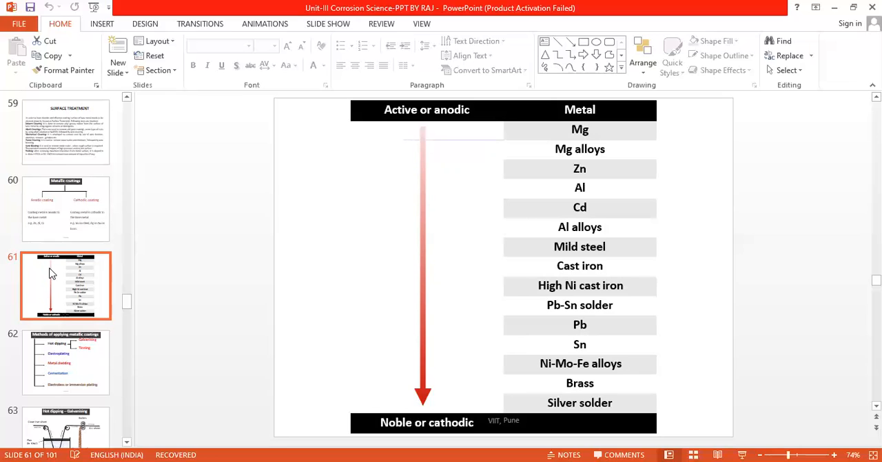earlier. So all the metallic elements which are placed at a higher position are less resistant to corrosion, they are anodic, whereas those who are at the base are more resistant to corrosion, and they resist the corrosion, they are cathodic in nature. These are some of the examples.